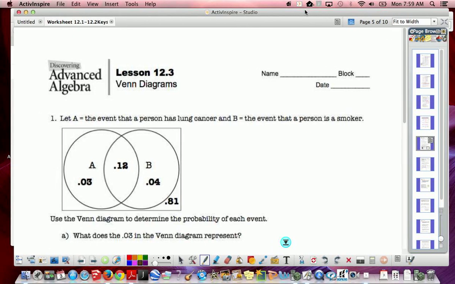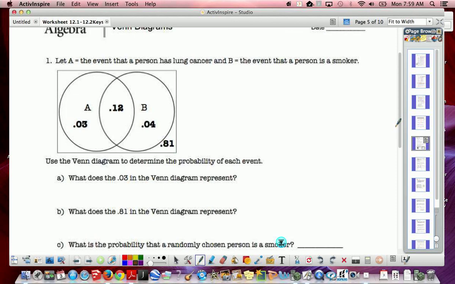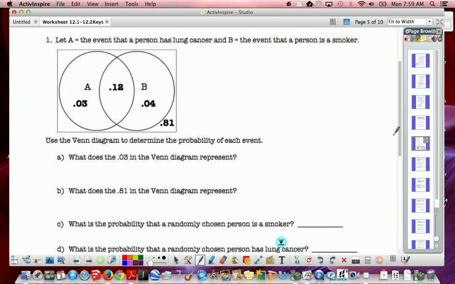Let's take a look at our 12.3 worksheet on Venn diagrams. On this first Venn diagram, you're letting event A be a person that has lung cancer. I know what A is, but I also like to write a little reminder of what A represents, so I'm going to put LC by the A circle. Event B is the event that the person is a smoker, so I'm going to put a little S for smoker by the B circle.